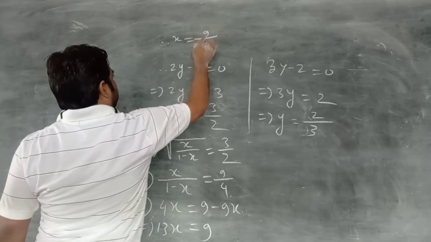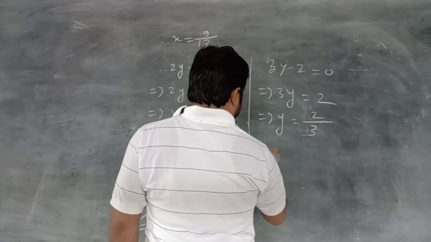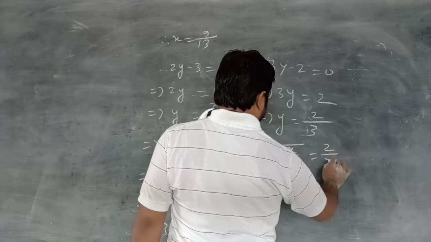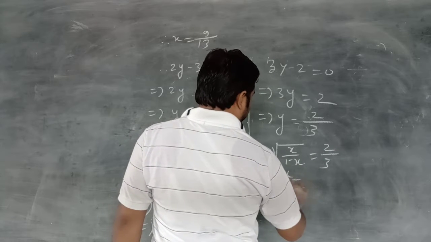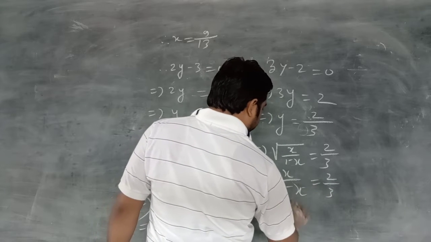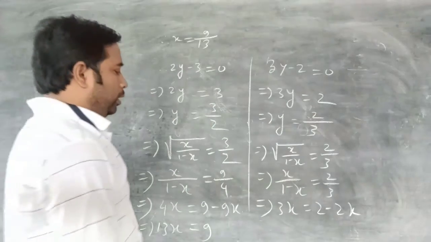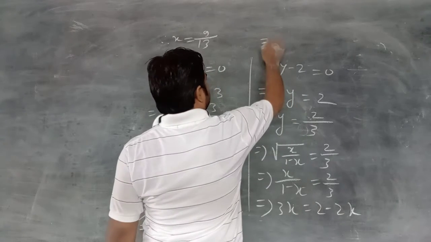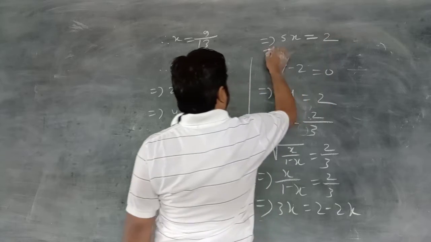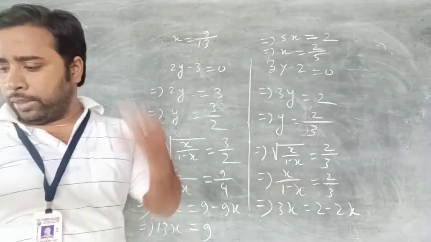9 by 13. Okay, here also this is root over x by 1 minus x equal to 2 by 3. If we make square on both sides, it is x by 1 minus x equal to 2 by 3. Let us cross multiply: 3x equals 2 minus 2x. So this is 2 plus 5x equal to 2. So what is the value of x? x is 2 by 5. So these are the two values of x. Okay.